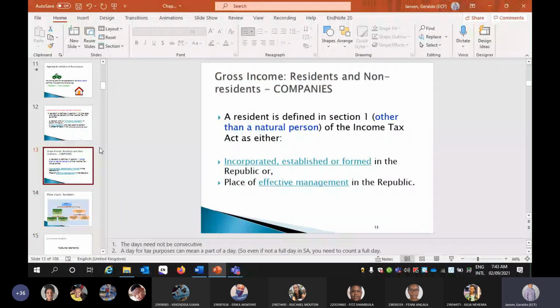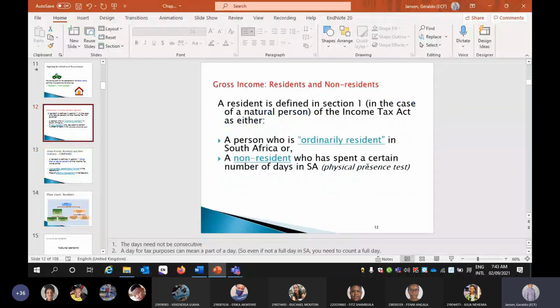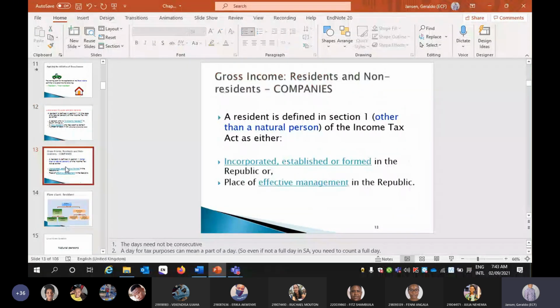Now we said the two main things for a company. The first thing that we look at, and that's the first one, is always easy. Ordinary resident, that is easy to determine. It is the second part, the physical presence test, or non-resident, how to determine whether they are actually a resident for tax purposes. For companies, incorporated, established, or formed, now that is easy. We will check where did you register the company and all of that.